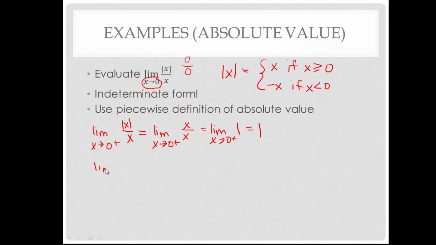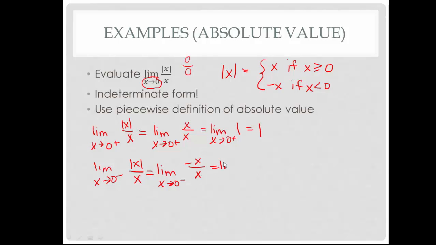If we look at the left-hand limit, the limit as x approaches 0 from the left of the absolute value of x over x, and use the piecewise definition, then as we approach 0 from the left, we're coming at 0 from numbers smaller than 0. That's the bottom piece. X is less than 0, so in those cases, the absolute value of x is equal to the opposite of x.